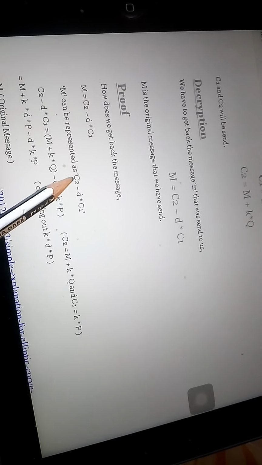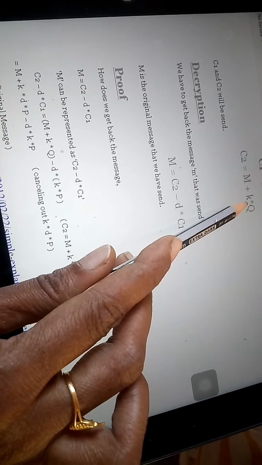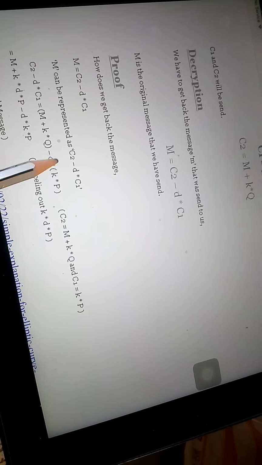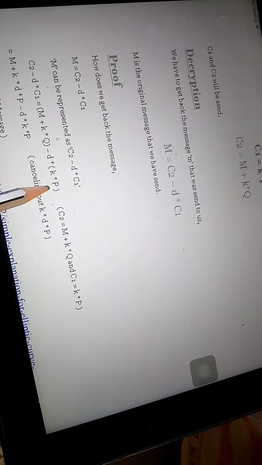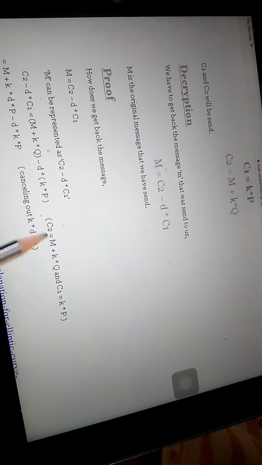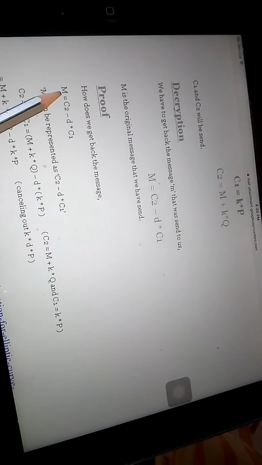Substituting c2 and c1 in this equation, we get: c2 is m plus k into q, right? So c2 is m plus k into q, minus your private key into your c1. So what is your c1? Your c1 is k into p, right? We know our c2 is nothing but m plus k into q, and our c1 is nothing but k into p. These two are the received ciphertexts, correct? The received ciphertext along with the private key will help to obtain the original message.